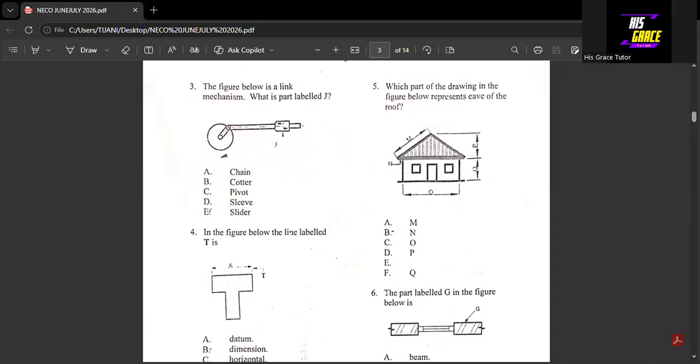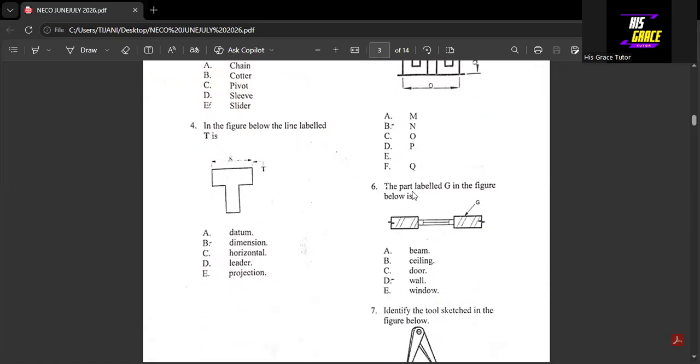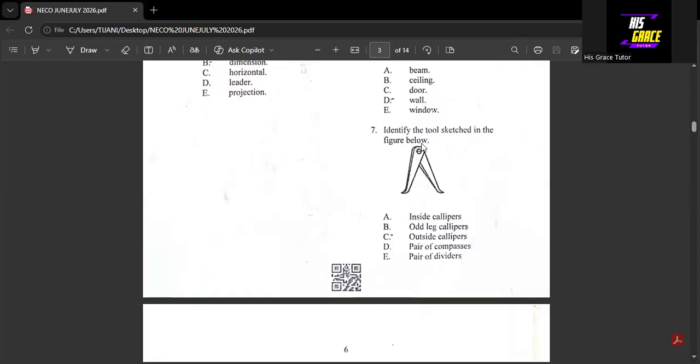Then moving on to question six, as we have it here, says that the part labeled G in the figure below is a wall. So that is option D is the answer to question six. Then moving on to question seven, it says identify the tool sketched in the figure below. This tool is an outside calipers, so option C is the answer to question seven.